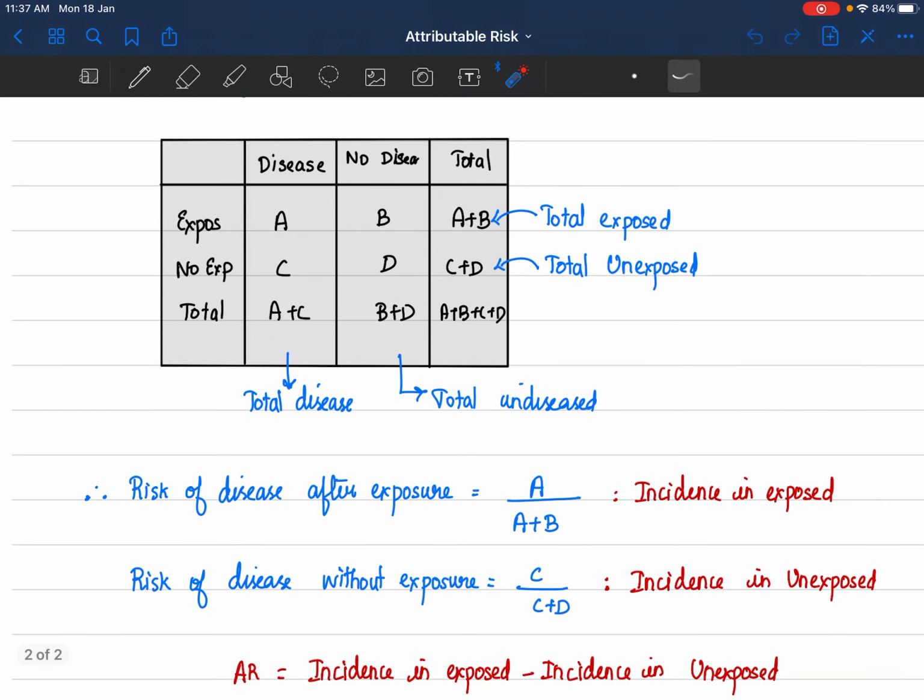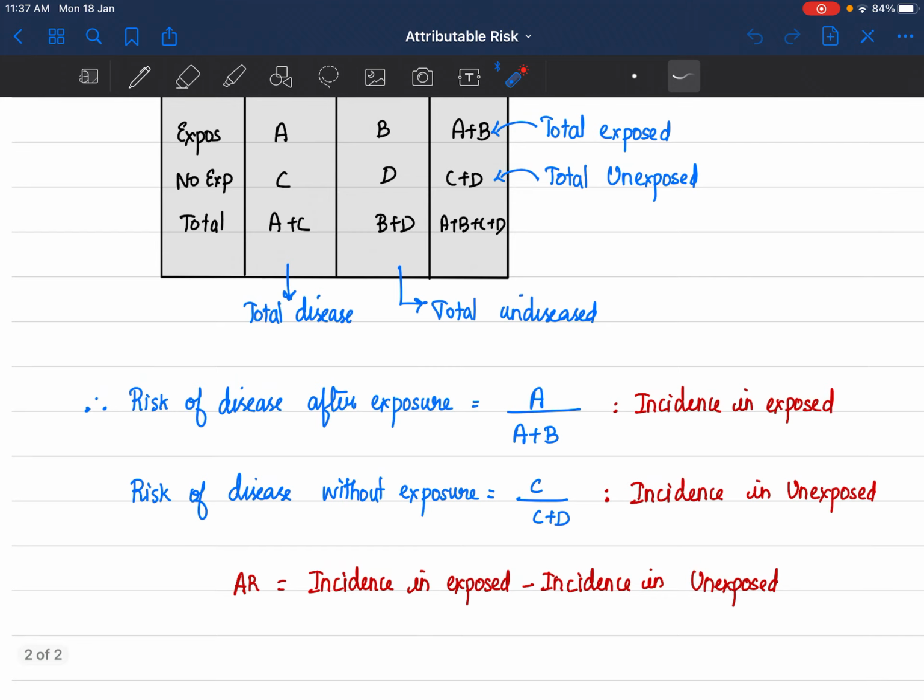So, let us see the risk of a patient developing the disease after exposure. Okay. So, people who have developed disease with exposure is A, correct? So, that is A divided by the total number of exposed population. So, this is the incidence of the disease in the exposed population, correct. What is the exposed population? A plus B. Those who have had disease in the exposed population is A. So, the ratio is the incidence in the exposed population.